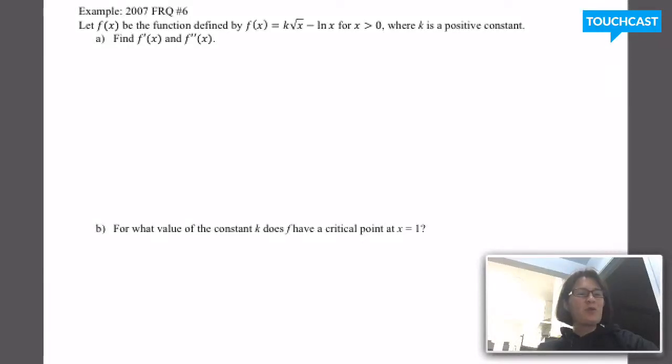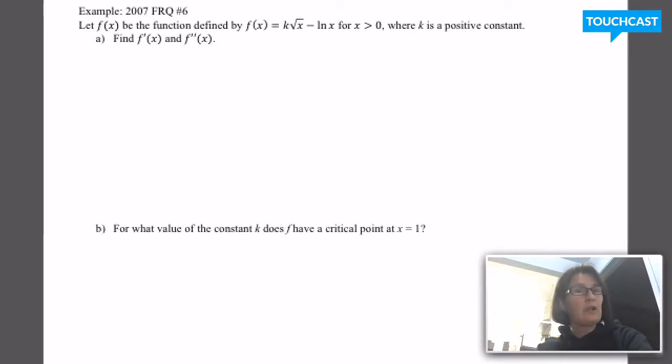I have one last example here. Hope you recognize this problem from your Chapter 3 test. Part A is a Chapter 3 question, so it's a function whose derivative we have to take and whose second derivative we then have to take. It requires the use of the chain rule.